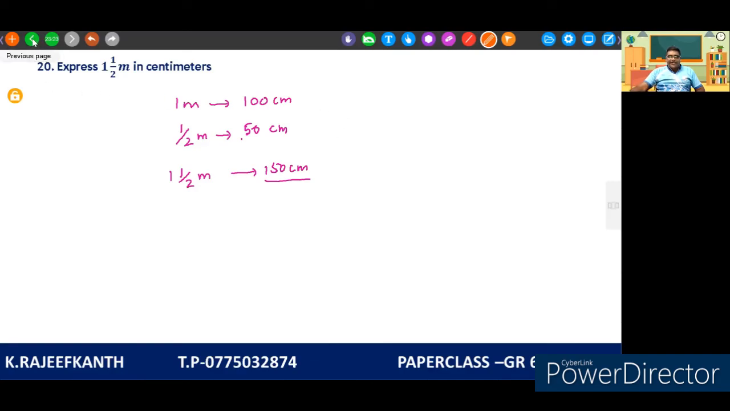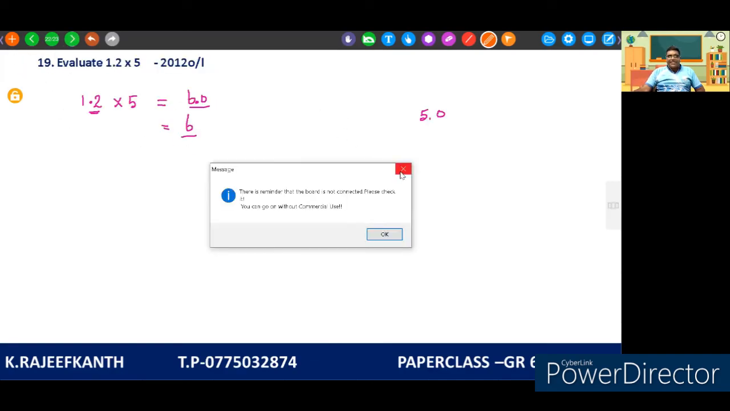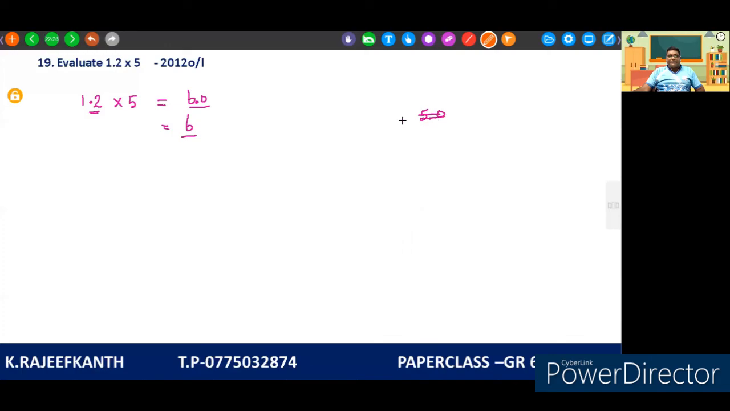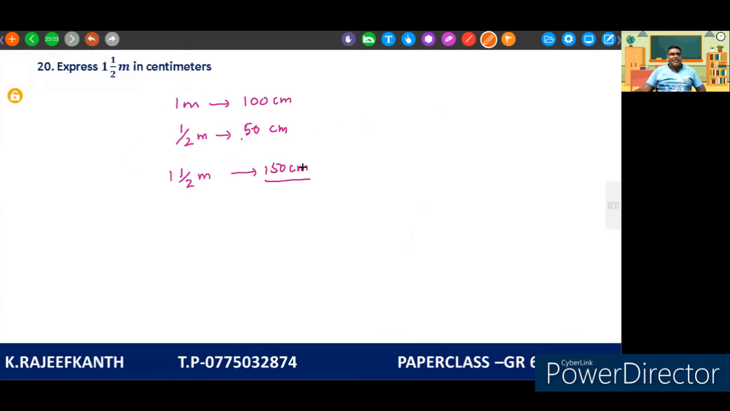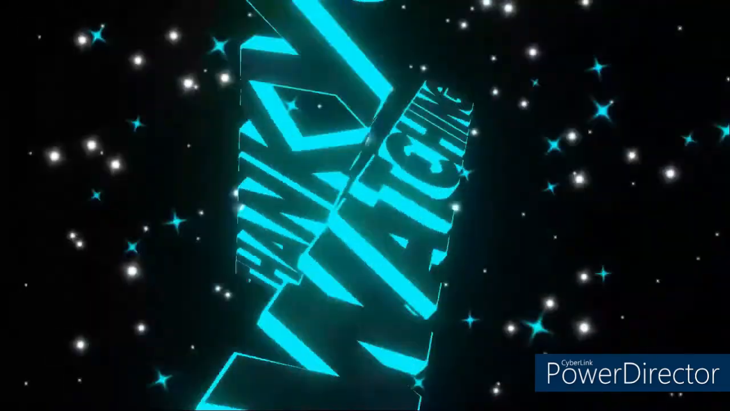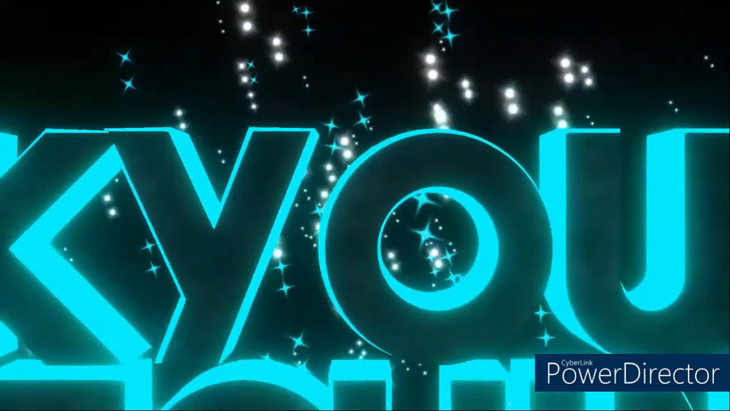Someone is asking, sir, what is the answer for the 19th question? Then the answer is 6, or 6.0. Here the answer for question number 20, that is 1.5 meter converted into centimeter, is 150 centimeter. So today we have finished 20 questions.